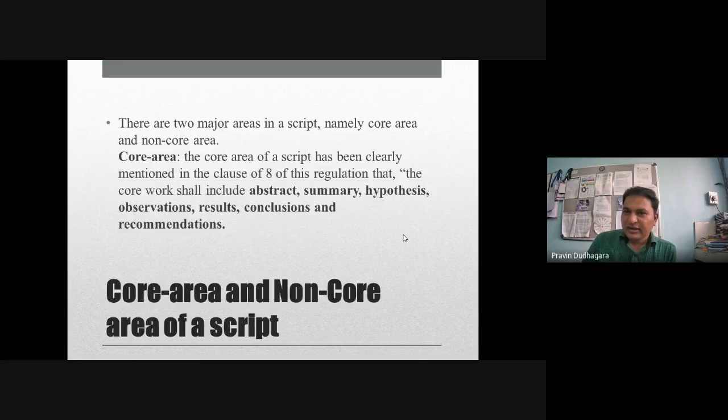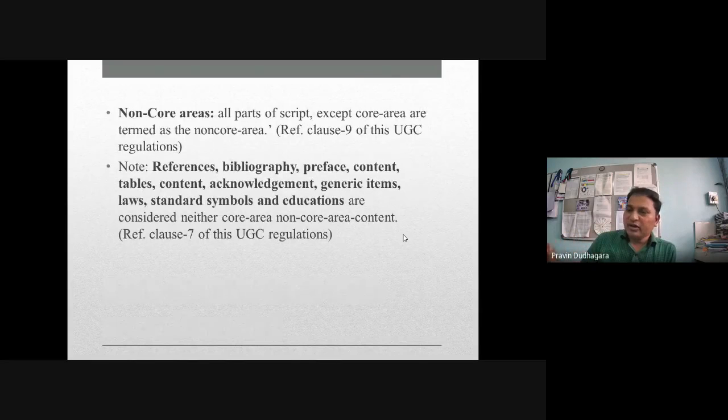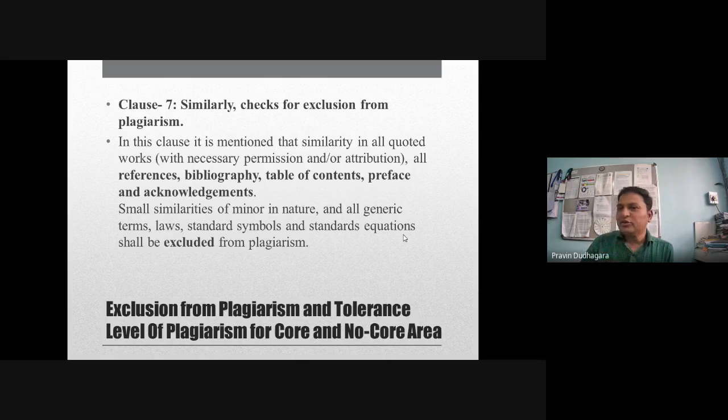Okay, the references, bibliography, websites which you cited, preface, table of contents, acknowledgement, generic terms, and some symbolic terms are ultimately part of the non-core area. So plagiarism is generally applied to the core area.